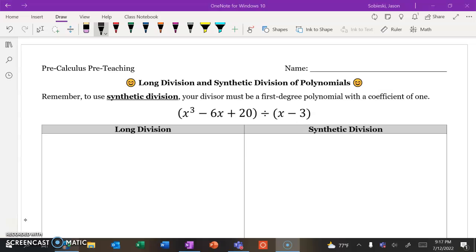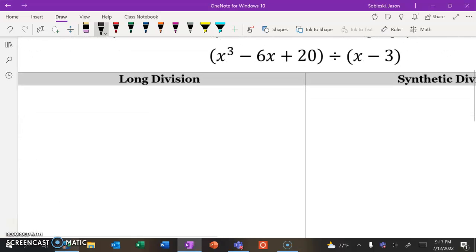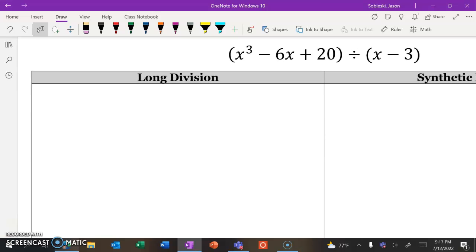For the next few minutes, we are going to be going through an example of polynomial long division. So let's say we had x cubed minus 6x plus 20 as our dividend, divided by x minus 3 as our divisor. So what we're going to do is set up our division problem. We're going to start with our divisor, x minus 3, and then we are going to write our dividend.